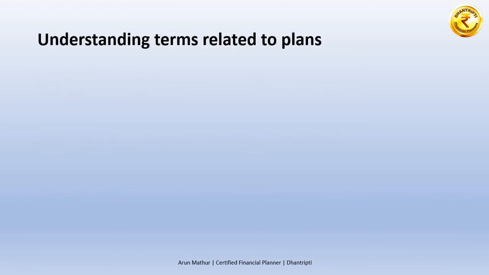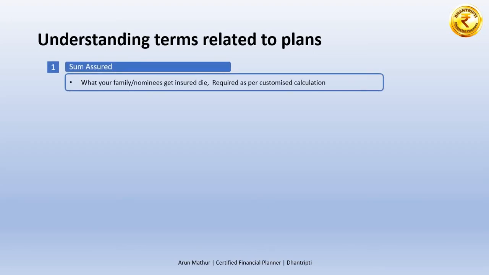Now, moving on, we must understand certain terms which are related to insurance policies and plans before we buy them. Some terms are, for example, sum assured. This is the amount of money which the family of an insured person is going to get when that insured person dies. It is a very customized calculation to arrive at the right sum assured for an individual, and we will see this after a few slides.